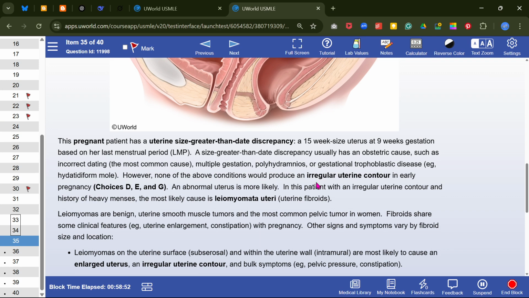So this patient has a uterine size greater than dates discrepancy, a 15 weeks size uterus at 9 weeks of gestation by her last menstrual period. A size greater than dates discrepancy usually has an obstetric cause such as incorrect dating. The most common causes are multiple gestation, polyhydramnios, or gestational trophoblastic disease, hydatidiform mole. However, none of the above conditions would produce an irregular uterine contour in early pregnancy. An abnormal uterus is more likely in this patient with an irregular uterine contour and history of heavy menses. The most likely cause is leiomyoma uteri.